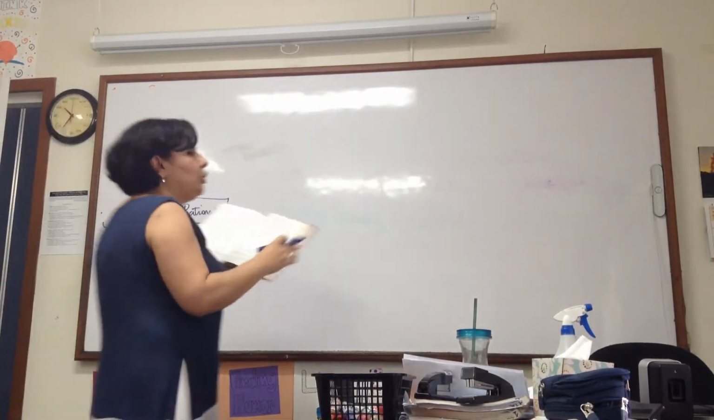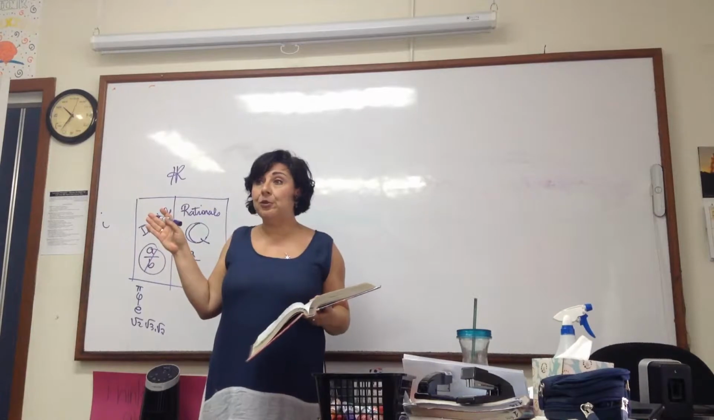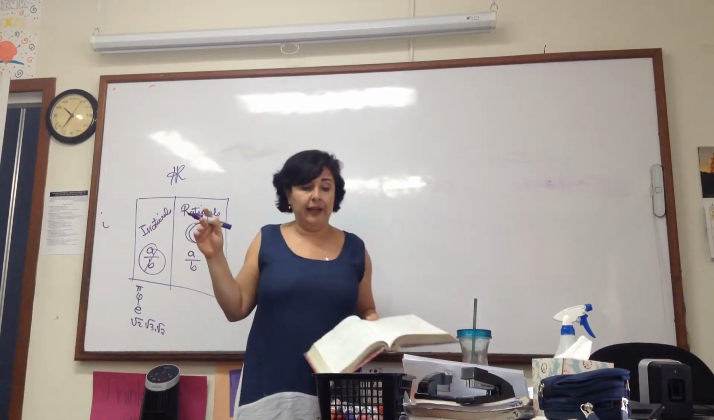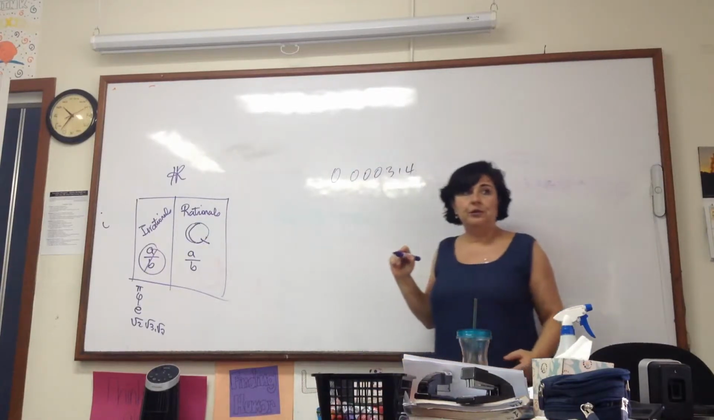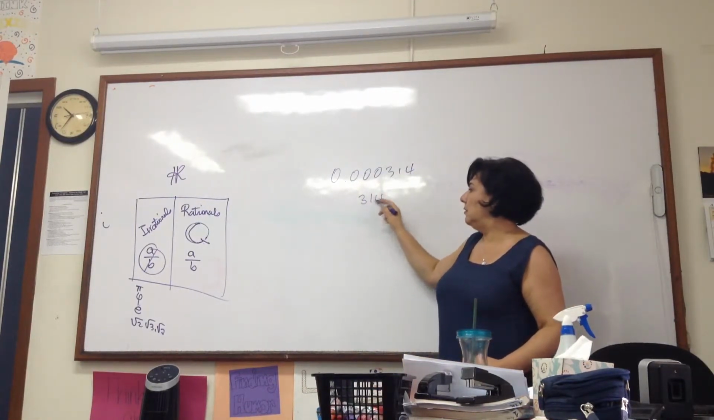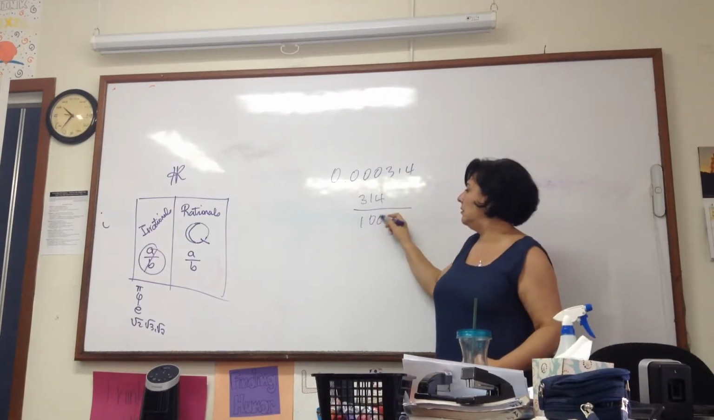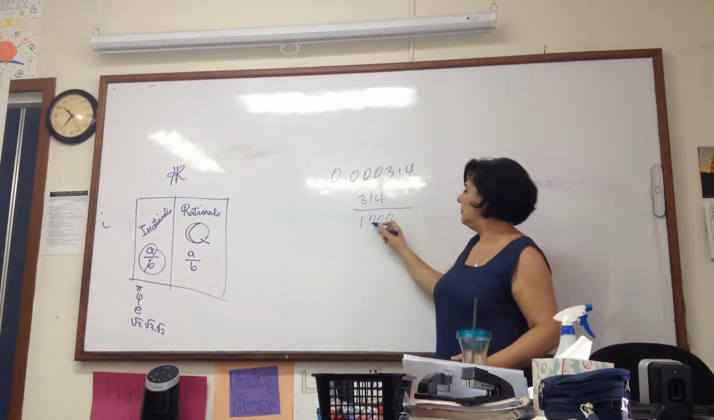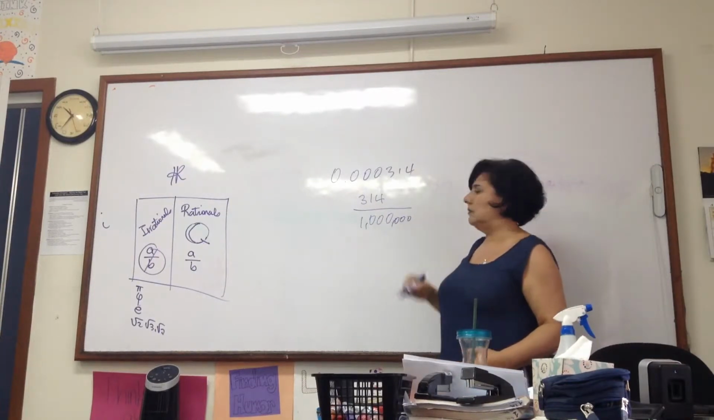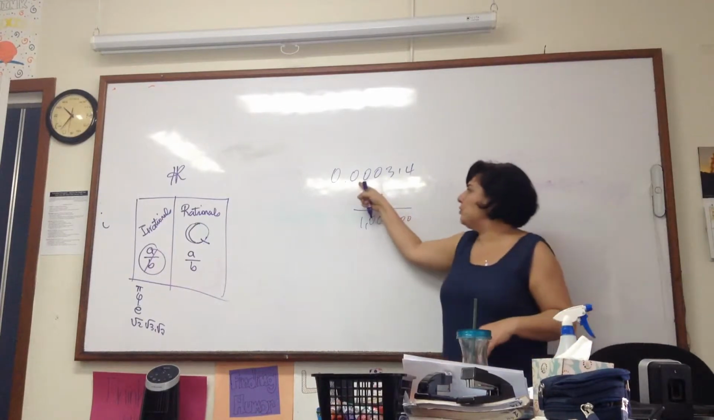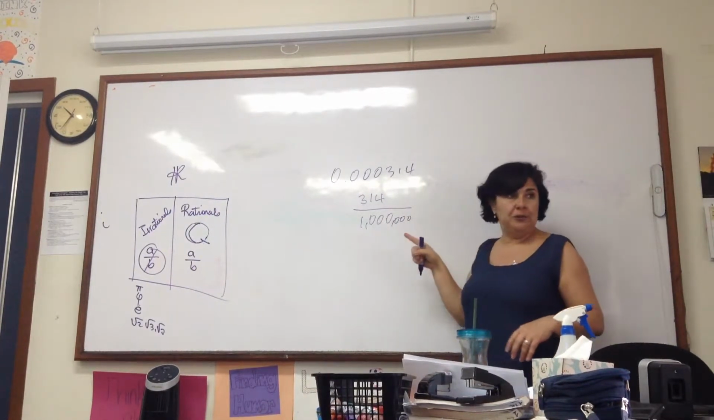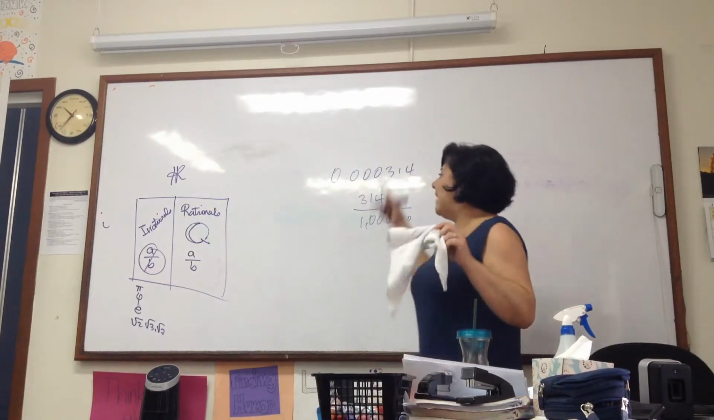Let's say, do you know how to change normal decimals into fractions? Yes? So if you have 0.000314, what do you do? It's 314 over 1,000,000, because there are 6 positions. Got it? And that's how you turn it.